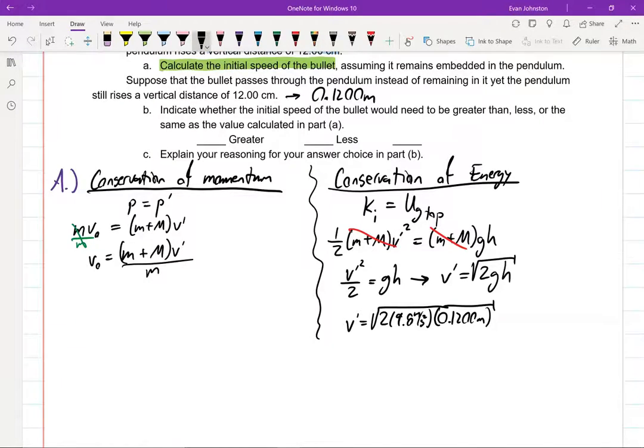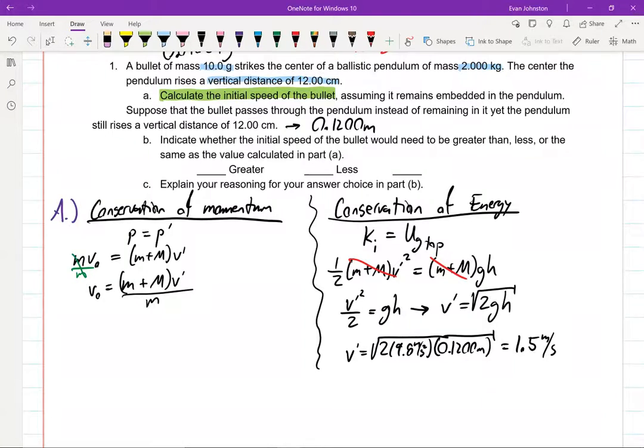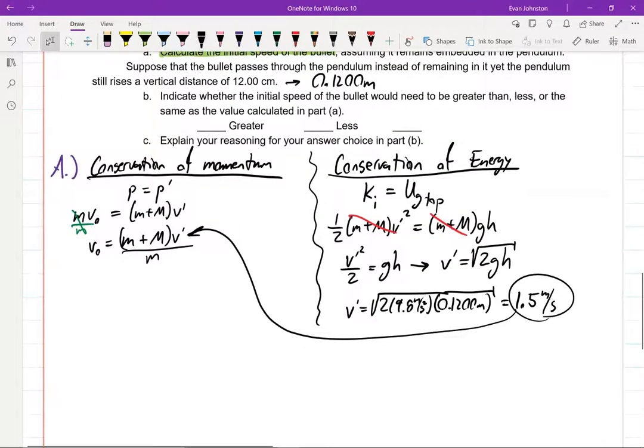And I end up getting that our velocity is, rounding to 2 sig figs, 1.5 meters per second. So why do we do this? A is asking us, find the initial speed of the bullet. We just found the speed of the block and bullet together after the bullet hit the block. But we can take this value and plug it in up top in our conservation of momentum. We now have everything on the right side of this equation so that we can solve for the initial speed of the bullet.